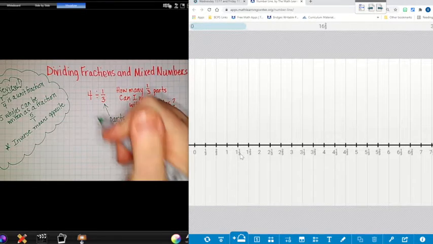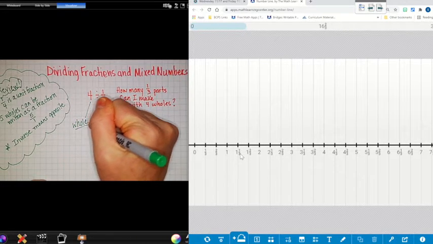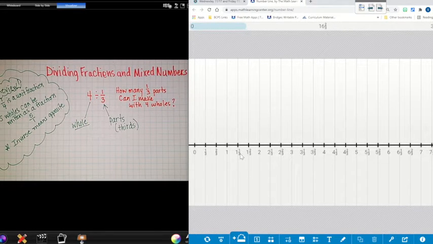The first number is my whole. Okay, that's what I'm going to divide by. So I'm going to come over here. I'm going to use my hopper tool at the bottom, and I'm going to slide it over, and I'm going to turn on, see the little 1 at the bottom? I'm going to turn it on so it labels my part, and I'm sliding it over to show the 4 wholes. Okay, so I have 4 wholes. I need to figure out how many 1/3 parts can I make with 4 wholes.